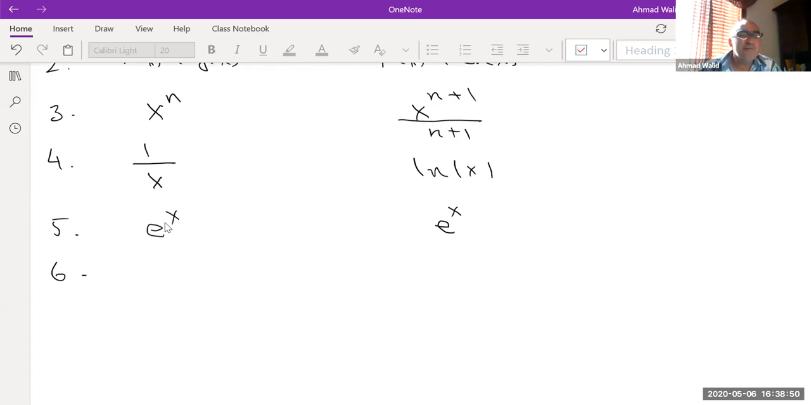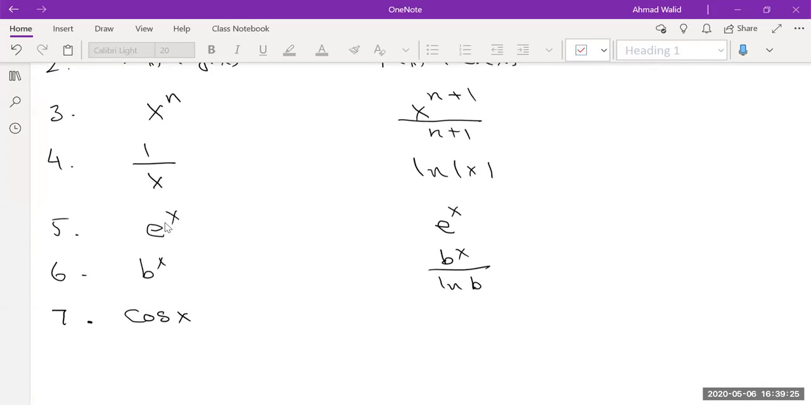Number 6, b to the x. The antiderivative will be b to the x over ln b. Remember? Because the derivative of b to the x over ln b was b to the x. Number 7. This one everyone knows. What is the antiderivative of cosine x? Think.